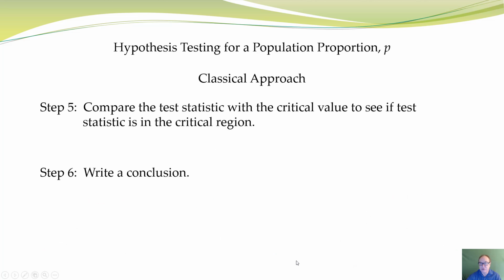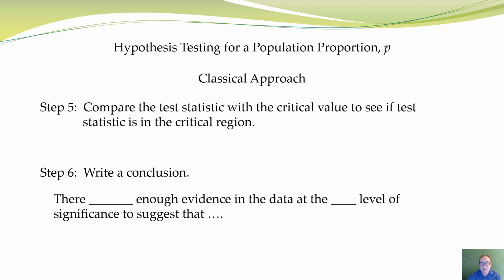Then we're going to write a conclusion. Now, the conclusions are very similar, just changing the words in them. So first off, this is your basic conclusion. There is or is not enough evidence in the data at the blank level of significance to suggest that blank. So this would be there is or is not. If you reject the null hypothesis, you use the word is. If you fail to reject, you use is not. So keep that in mind. Reject is, fail to reject is not.